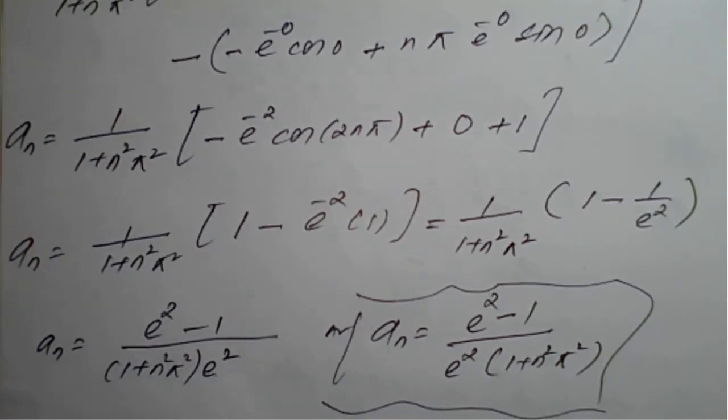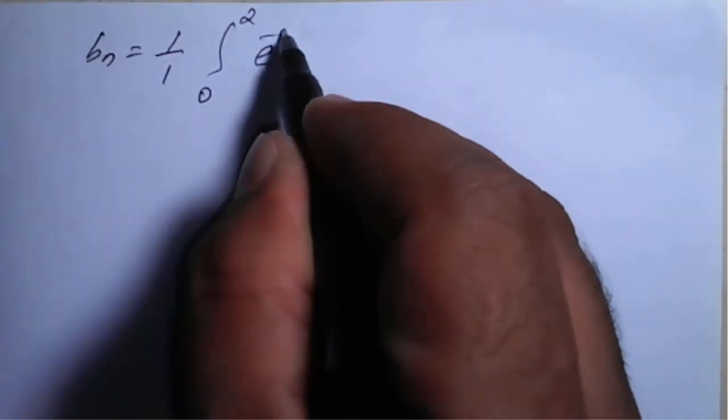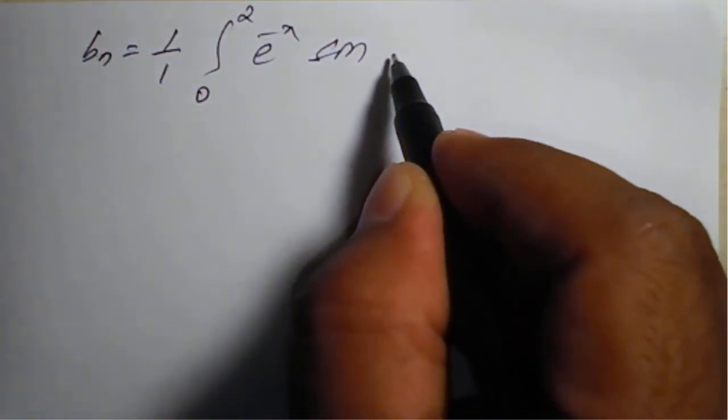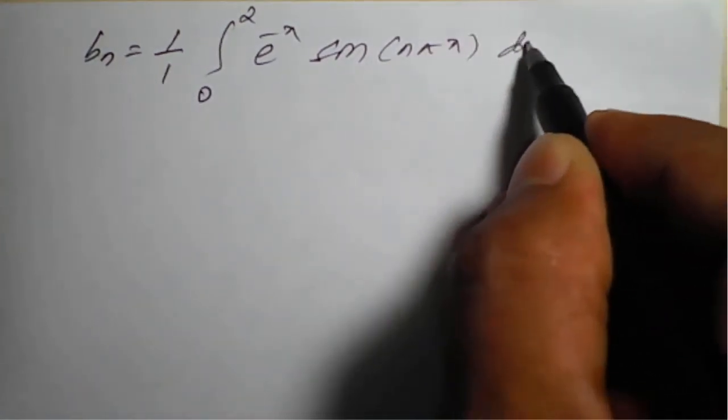Now once we have got a naught and an, we need to find Bn also. So how to find Bn, we'll see now. To find Bn, we know that Bn is equal to 1 upon L, where L is 1, integral from 0 to 2L, where L is 1 so it will be 2, F of x, which is e raised to minus x, into sine of n pi x upon L, where L is 1 so it becomes n pi x, into dx.